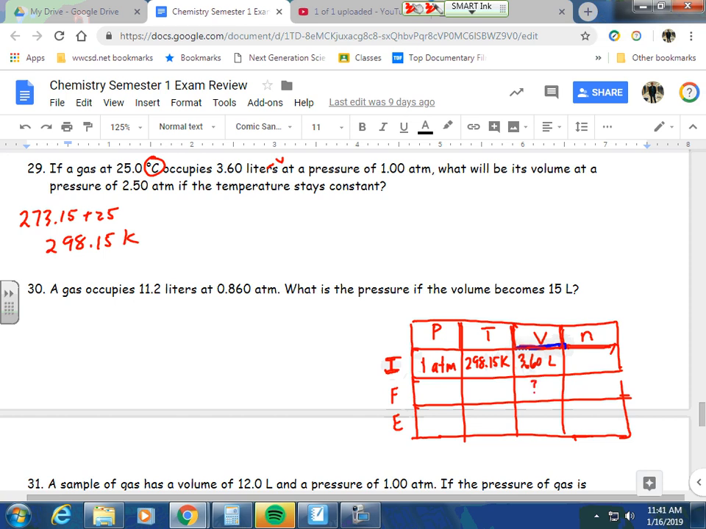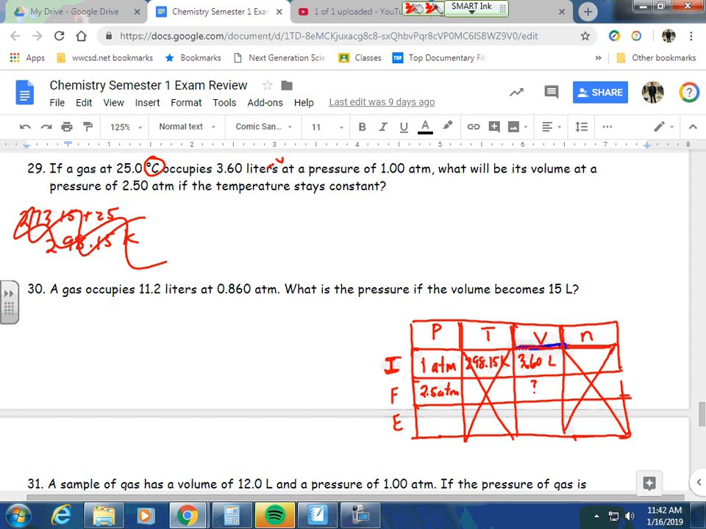So the final volume, question mark, if I change the pressure to 2.5 atmospheres and the temperature remains constant. Okay, that means I can ignore this column. That means this over here that I didn't need to do, I could have just crossed it out. It also doesn't say anything about the amount of gas, so I can cross that out.